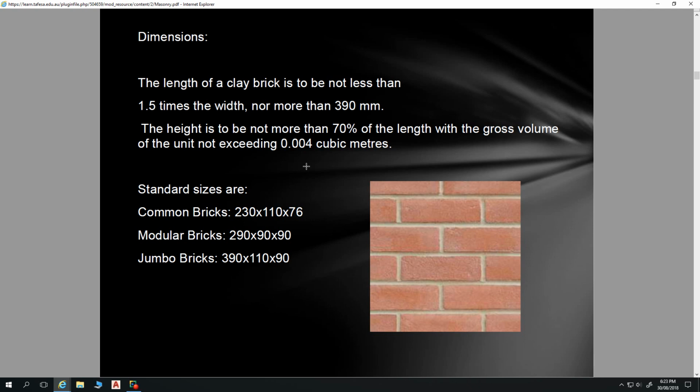So you've got your common brick. That first one there is 230, 110, 76. Your modular brick is 290, 90, and 90. So it's 90 millimeters high, 90 millimeters wide, but 290 long. The reason for that is that when you put a 10 millimeter mortar gap on that, it's 300 millimeters long, which is a very common increment in construction. So your studs are at 600 centres, which is 2 lots of 300. Your plasterboard sheets are 1200 wide by 2400 high. So many increments of 300 millimeters within building.